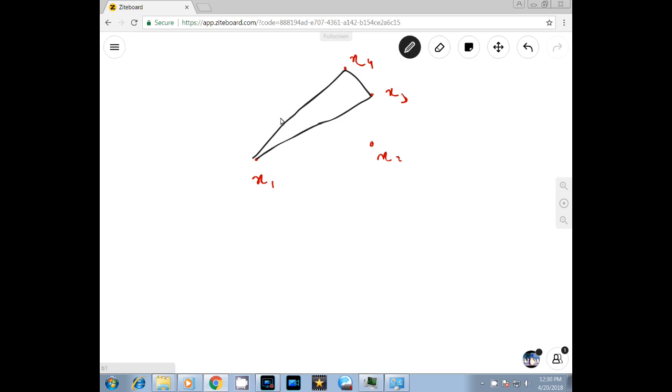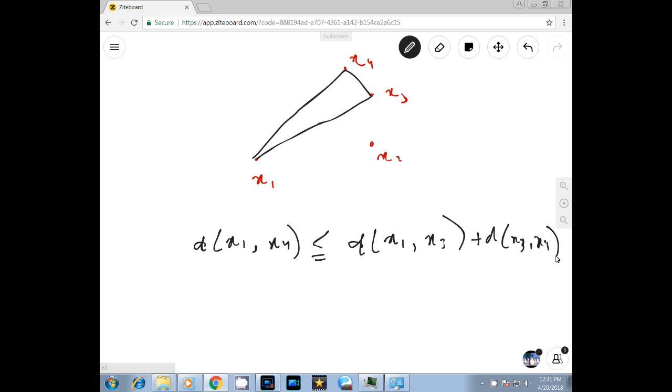This line is the distance between x1 and x4. So from the triangle inequality we have the distance of x1 and x4 is less than or equal to the other two distances, the distance of x1, x3 plus the distance of x3 and x4. So this was quite obvious.